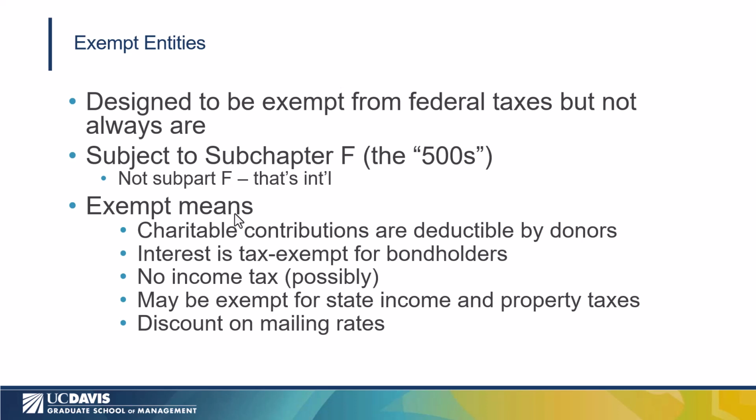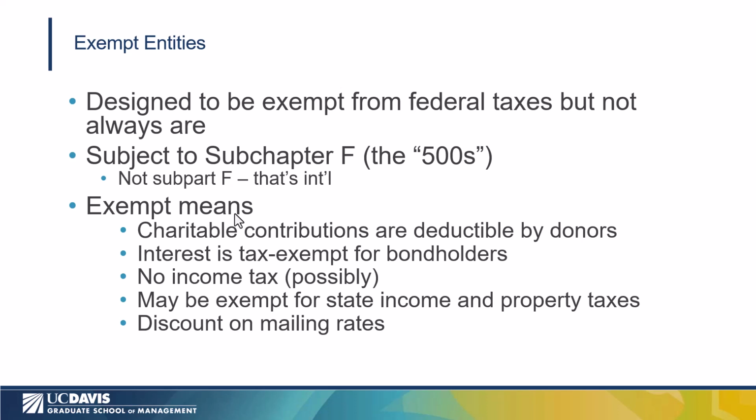And exempt means, what is that? I guess really when we say what does exempt mean, what we really mean is what is the value of being an exempt entity? Well, first off, charitable contributions are deductible by donors. So that means you can take money from people and they can deduct it as an itemized deduction on their taxes, or if it's a corporate taxpayer, as a corporate charitable contribution. Interest is tax exempt for bondholders. So to the extent you float bonds and you're an exempt organization, the bondholders do not have to pay tax on that item. You may pay no income tax. Now that's possibly, and we'll see why that's only a possibly, but if you organize things just so, then in fact you'll pay no income tax.